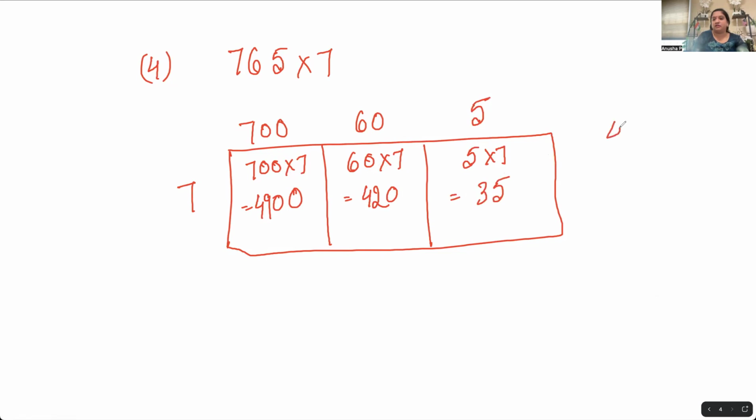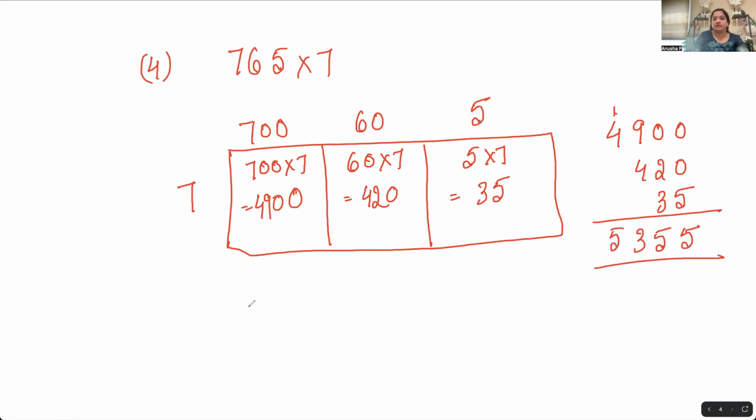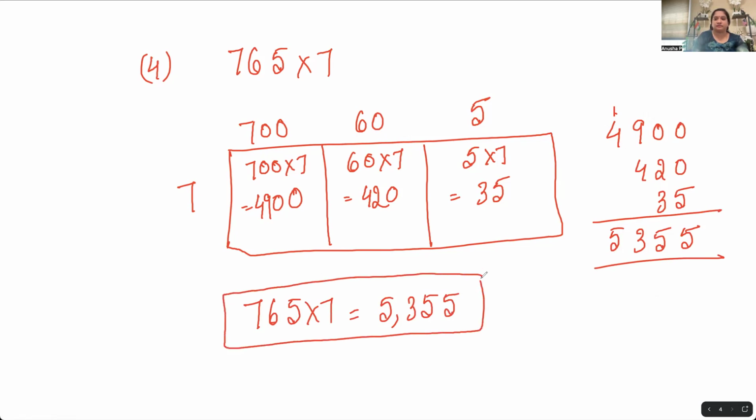Now we will add all the 3 boxes. So we'll get 5. 2 plus 3 is 5. 9 plus 4 is 13. And 4 plus 1 is 5. 765 times 7 is equal to 5355. Okay.